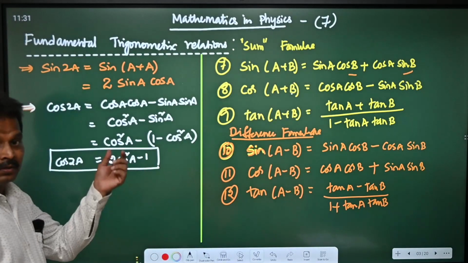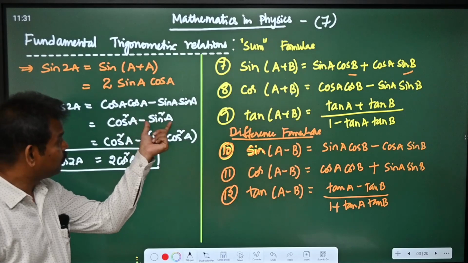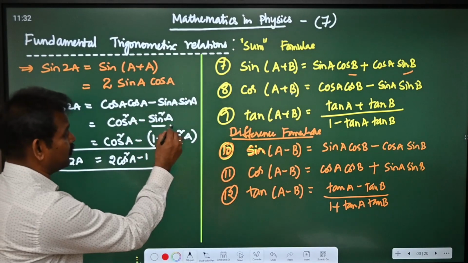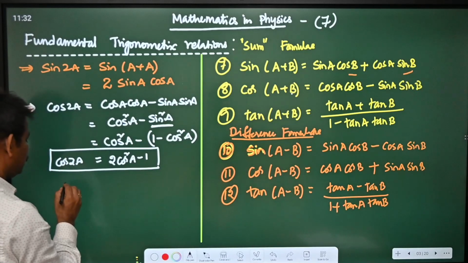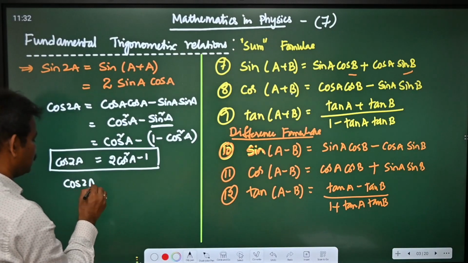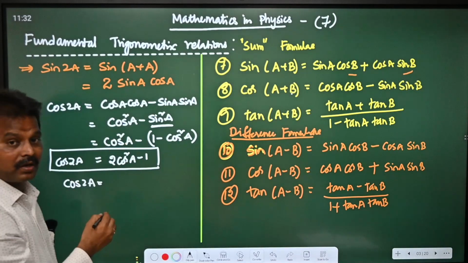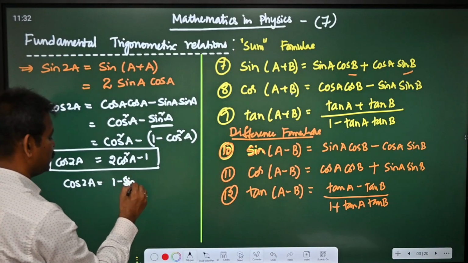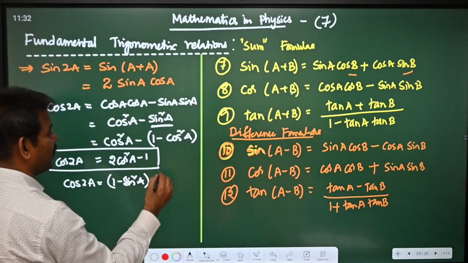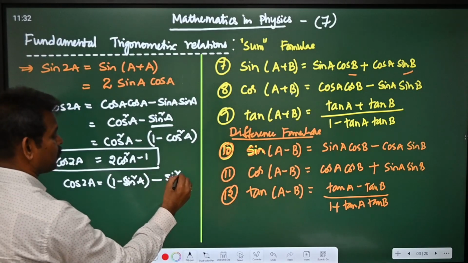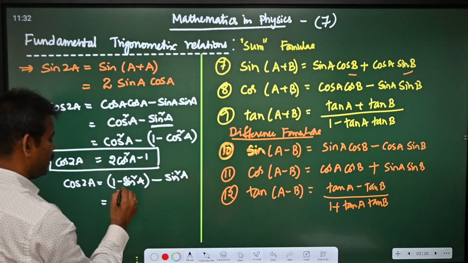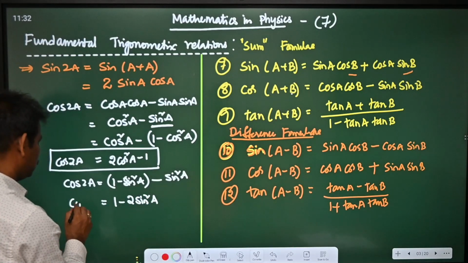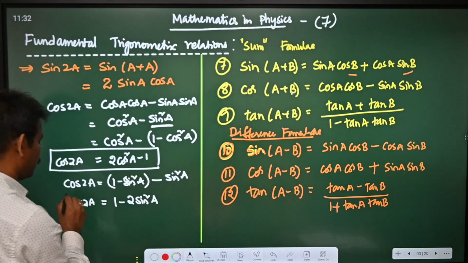Sometimes instead of changing cos, if you change sin, you will get this value. Keep this sin like that, change cos, then this cos 2a can also be written as, cos square a can be written as 1 minus sin square a. 1 minus sin square a minus sin square a will become 1 minus 2 sin square a. This is cos 2a.